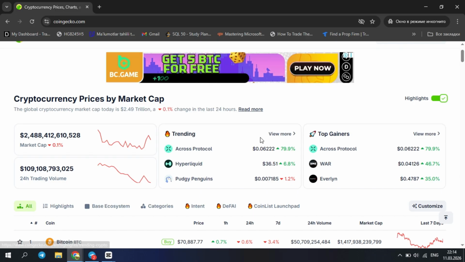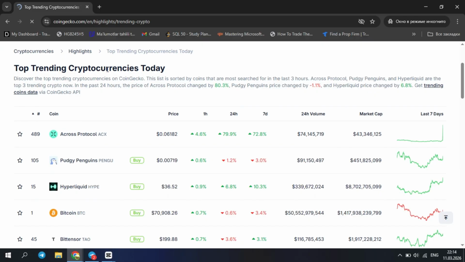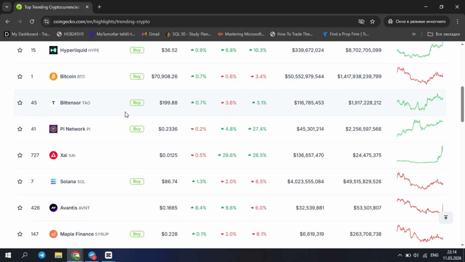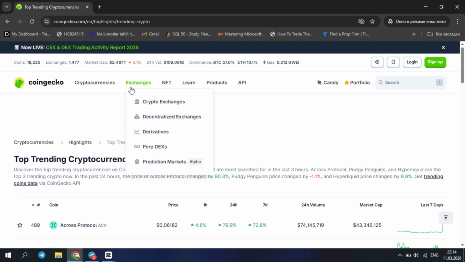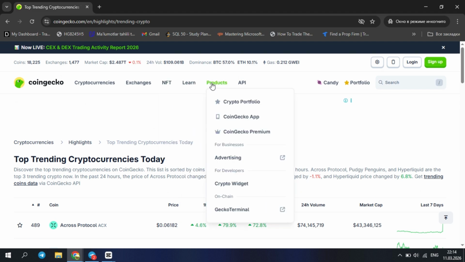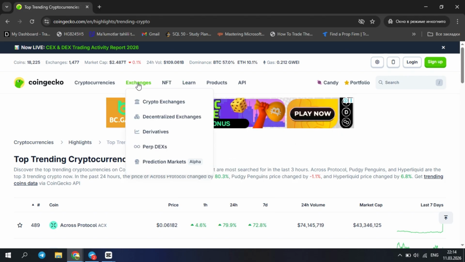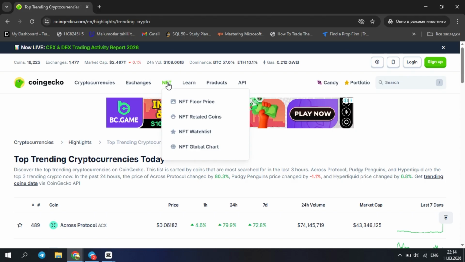CoinGecko also organizes cryptocurrencies into different categories. For example, DeFi, NFTs, Layer 1 blockchains, AI-related crypto projects. This allows users to explore specific sectors of the crypto industry. For example, if you are interested in decentralized finance, you can analyze only DeFi tokens. This makes research much easier and more structured.